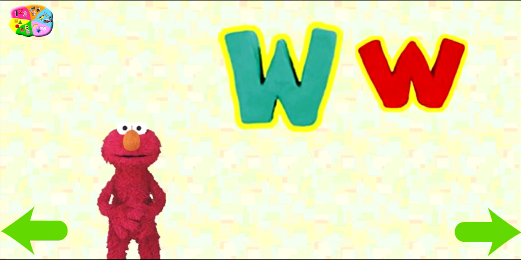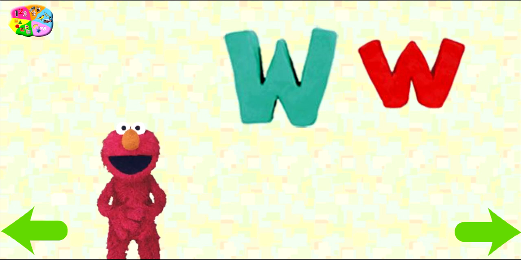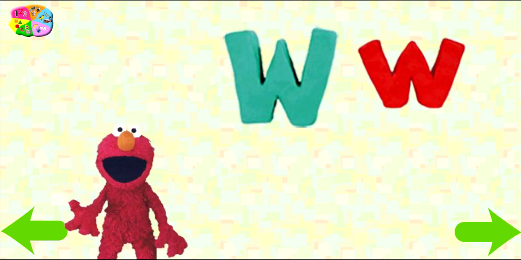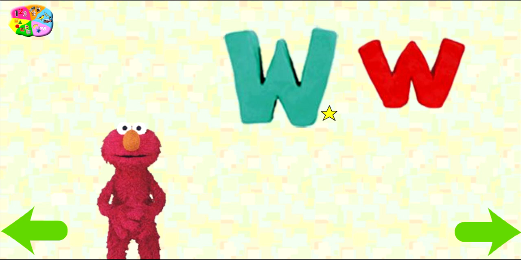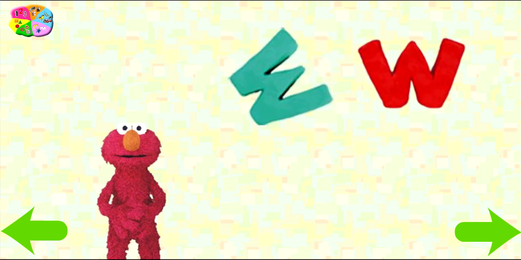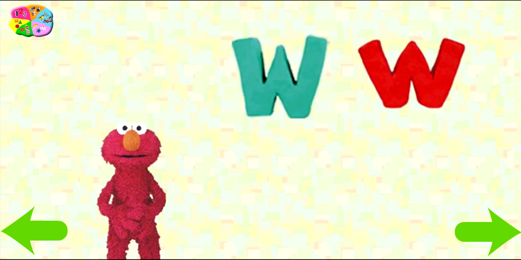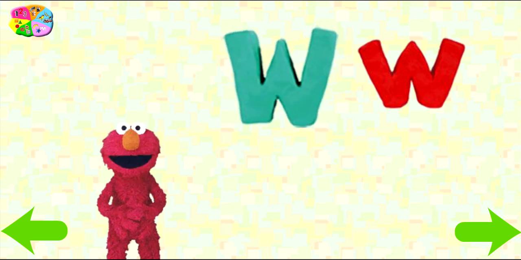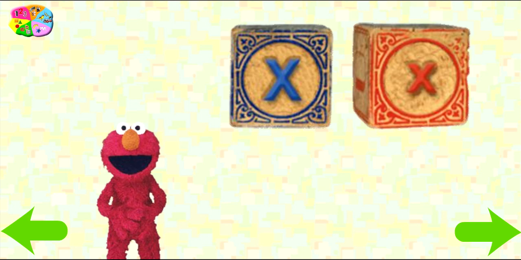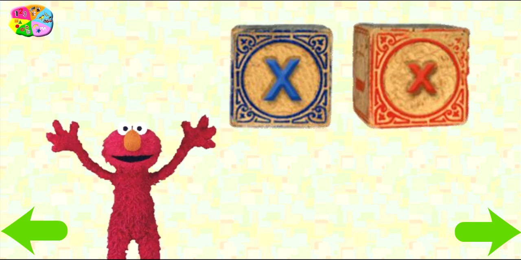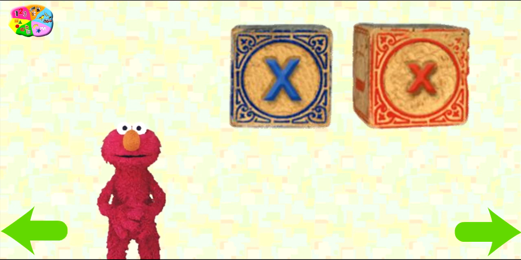Vase. W. Elmo is very curious. What sound does that letter make? Wah. W. Watermelon. X. That's the next letter of the alphabet. What sound does it make? X.